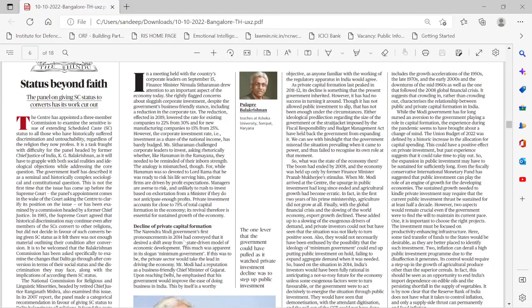Status beyond faith. The panel on giving Scheduled Caste status to converts has its work cut out. See, guys, if we give SC status to converted Muslims and converted Christians, then the Hindus who are present may lose out a certain percentage to them. Second, why is SC status or reservation given to SC people? Because there is discrimination in Hindu society and the caste system is not completely eradicated. It is very, very difficult for these Dalits in Hindu society to come out of the caste system.